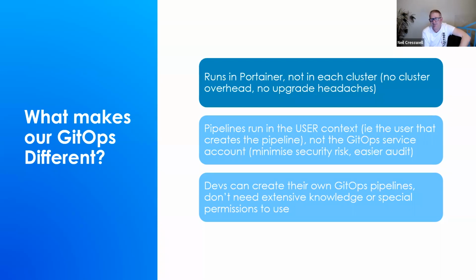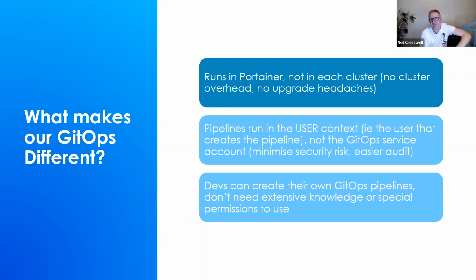So what makes our GitOps different? We run in Portainer, not in each cluster. Our pipelines run in the user context. Because Portainer is running the GitOps engine, there's no service account that the GitOps service is running in. Portainer is simply running the engine. So whoever defines the pipeline, the GitOps pipeline, it's their context that the application runs in.